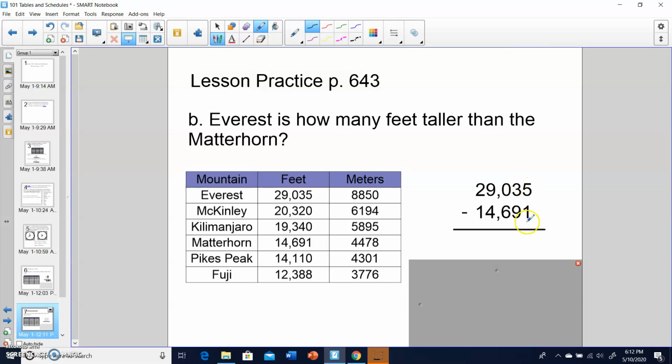We've got to subtract. 5 minus 1 is 4. I can't take 9 from 3, so I'm going to have to borrow, and I'm going to treat these as 1. So instead of 90, I have 89, and I'm bringing 10 over here. So now I have 13 minus 9, which is 4. 9 minus 6 is 3, comma. 8 minus 4 is 4. 2 minus 1 is 1. So 14,344 feet.